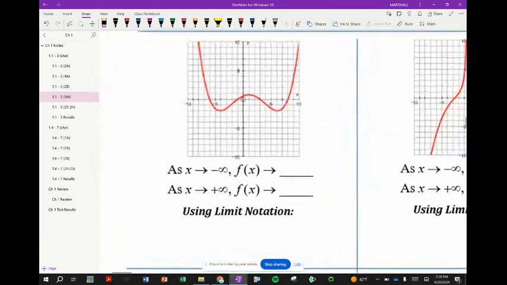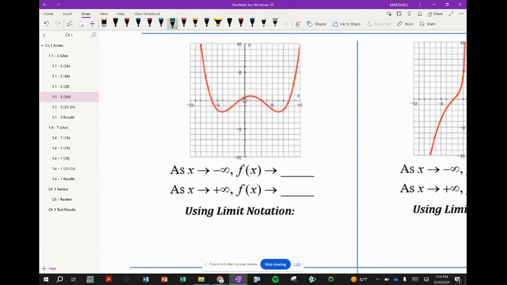Take a look at this first example here. End behavior is only dealing with what it's doing as it gets further away from 0. So as we approach negative infinity, it's going up. As we approach positive infinity, it's also going up. I don't know why I put a negative there, I'm sorry. But we're going to write that using limit notation.